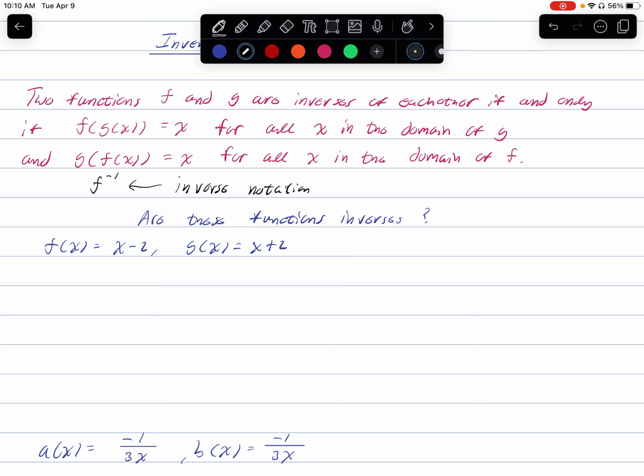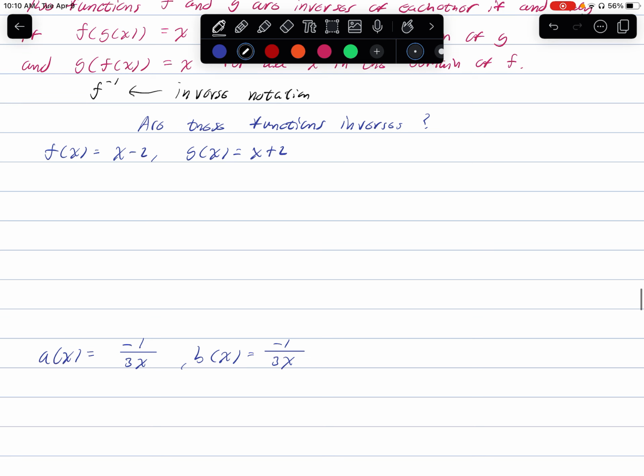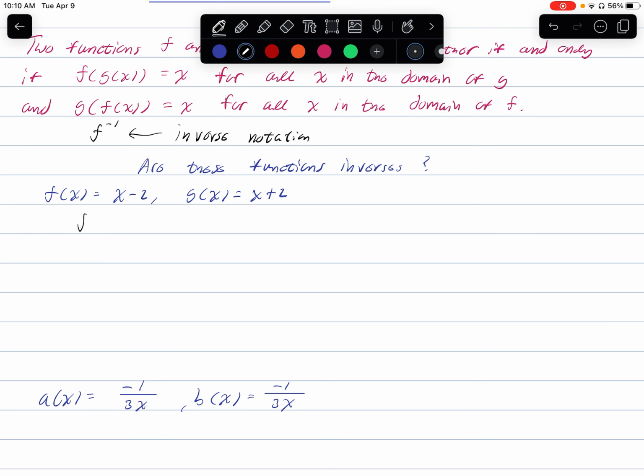Okay, so let's check to see if these functions are inverses of each other. Here we have f of x is equal to x minus 2, and g of x is equal to x plus 2. So let's see if they are, in fact, inverses of each other. So we have f of g of x is going to be equal to f of x plus 2. Okay, so we'll have x plus 2 minus 2, because we're plugging in x plus 2 for x. If we combine like terms, the 2 and the -2 will cancel, and we get x. So this direction is good.